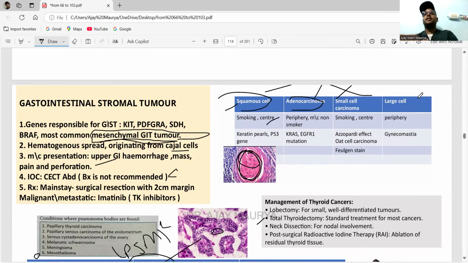Large cell, nothing, you don't need to know it. Just remember this one, it's the important one. Mostly they mention it in the question, so please read the questions carefully and see how they are asking them: smoker or non-smoker, central or peripheral, cadmium or crash, EGFR mutation present. What cell carcinoma is it? That's how you have to solve the questions.